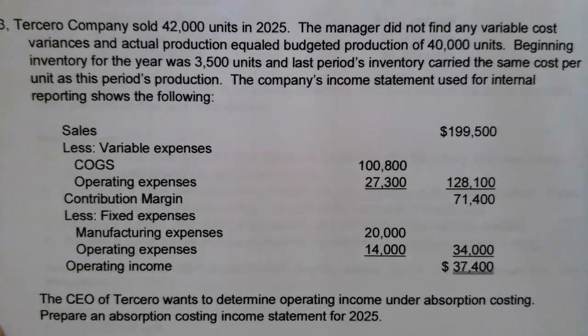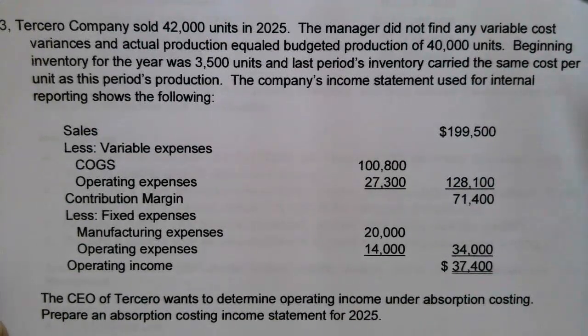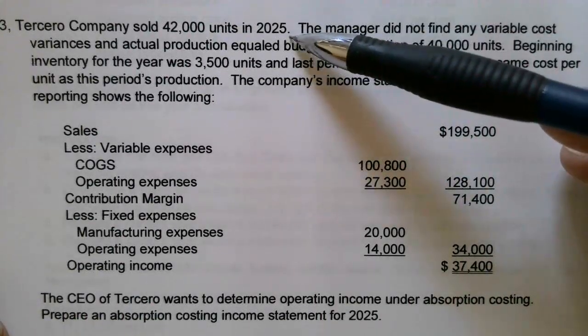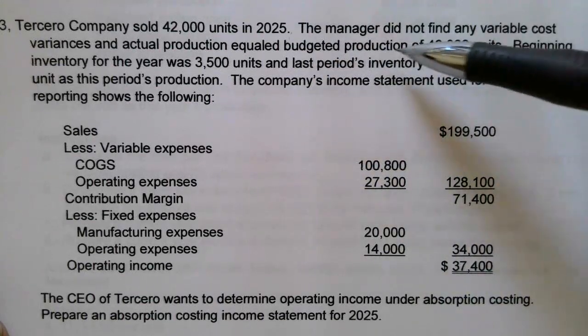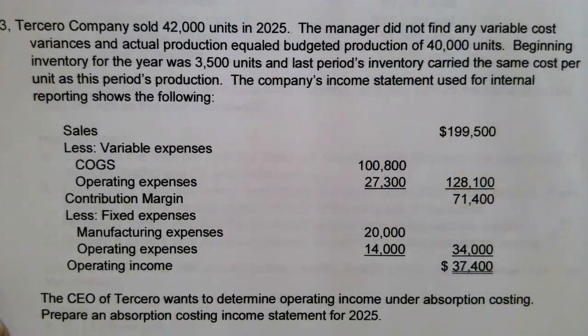Okay, this is the third problem in Procopy, and it's Tercero Company, and they sold 42,000 units in 2025. The manager did not find any variable cost variances, and the actual production equaled budgeted production, so we don't need any volume variance, okay, 40,000 units.